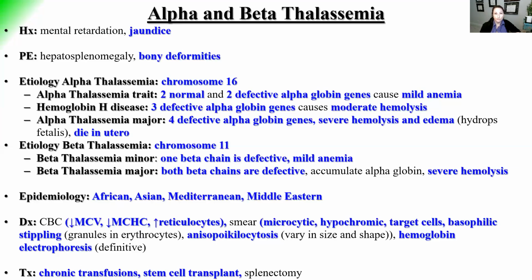The treatment for both of these is chronic transfusions. You can try a stem cell transplant and then a splenectomy, because the spleen is working overtime and we don't want it chewing up so many red blood cells. So those are your thalassemias.